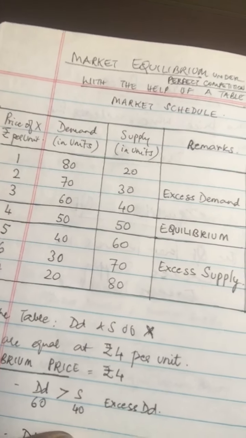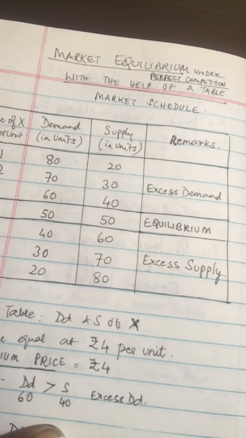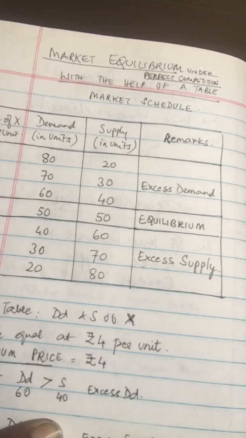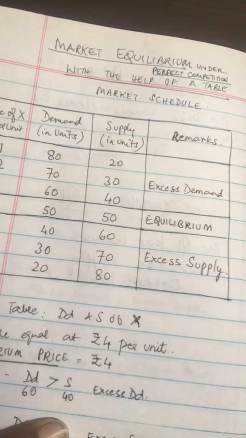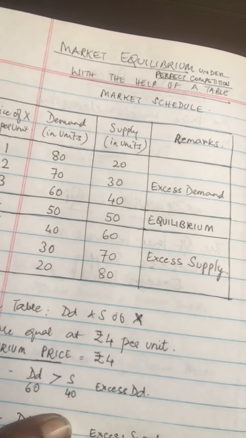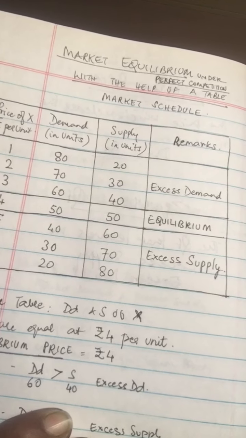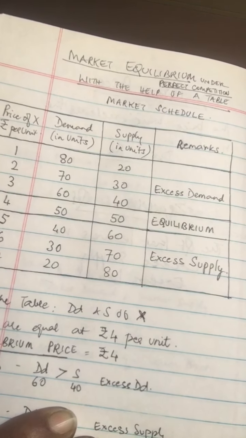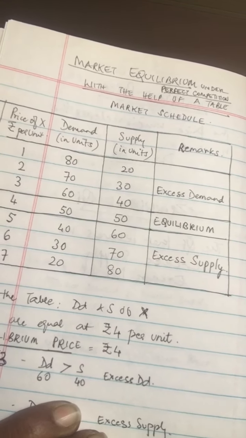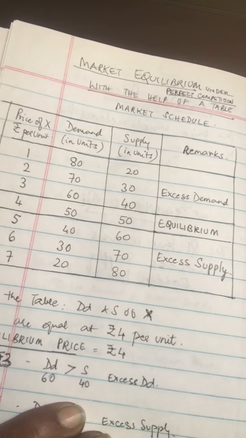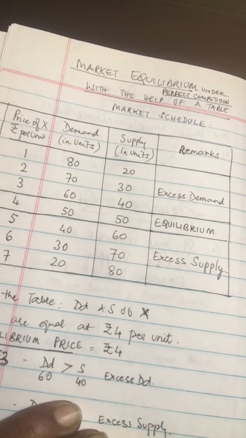Now at price 1, the demand in units is 80 and supply is 20. When the price increases to 2, the demand falls to 70 but the supply increases to 30 units. When the price of X per unit increases to 3, the demand decreases to 60 and supply expands to 40. When the price increases to 4, demand contracts to 50 and the supply expands to 50. At 5, we see that the demand contracts to 40 and supply expands to 60.